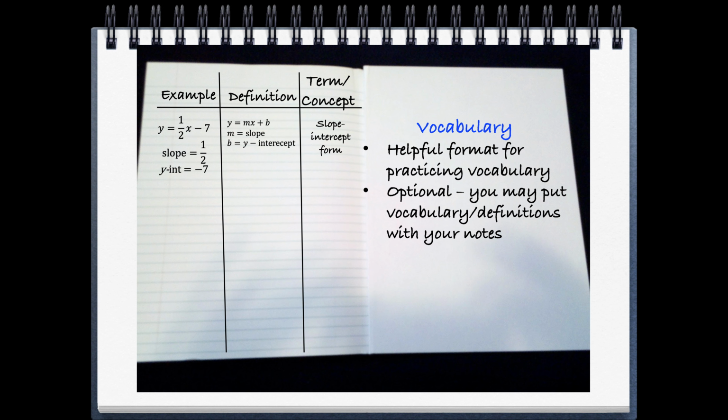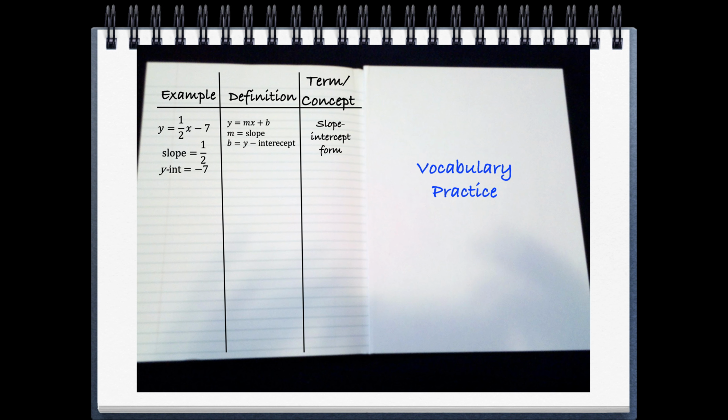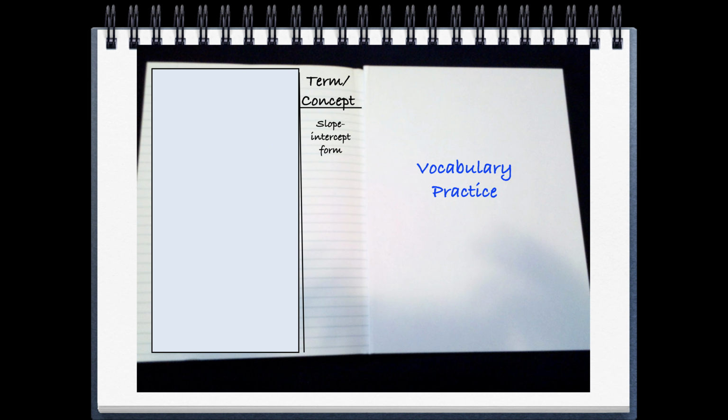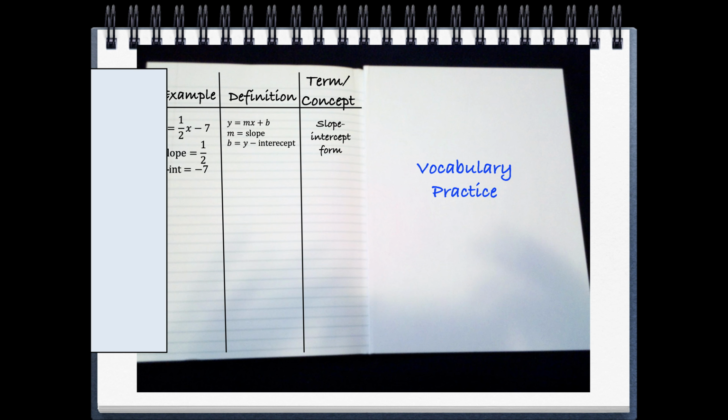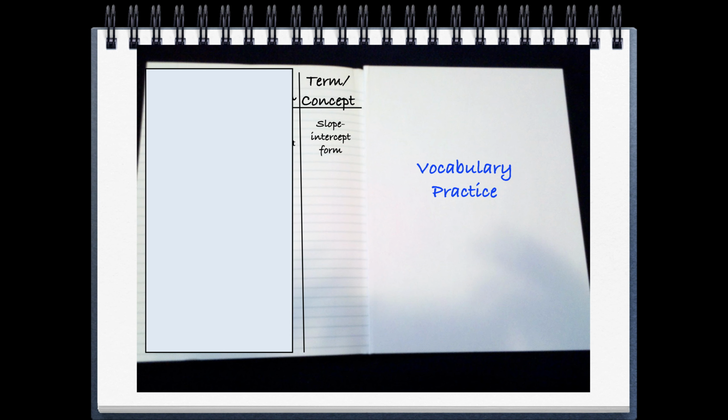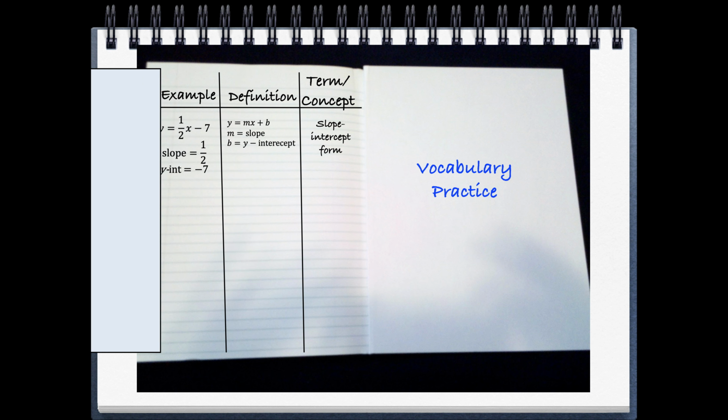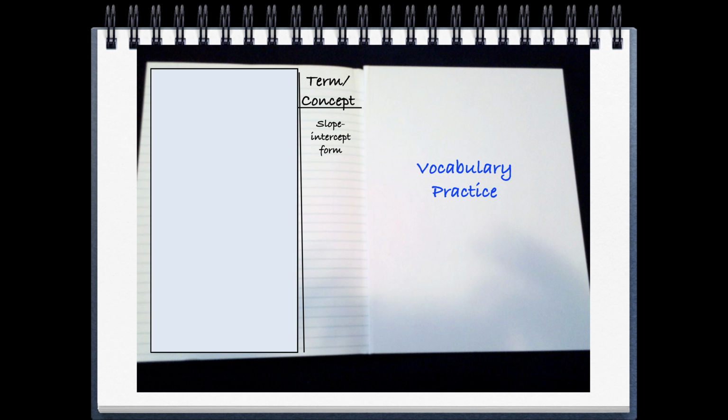Now you might ask why I insist on having the term or concept in the center. When you practice, if you've done it this way, you can fold the example over the definition, which kind of covers those up. And you can look at the term and say, slope-intercept form, think about what it means, and then unfold the page to see if you got the definitions right. And then you can do that with other terms as well.